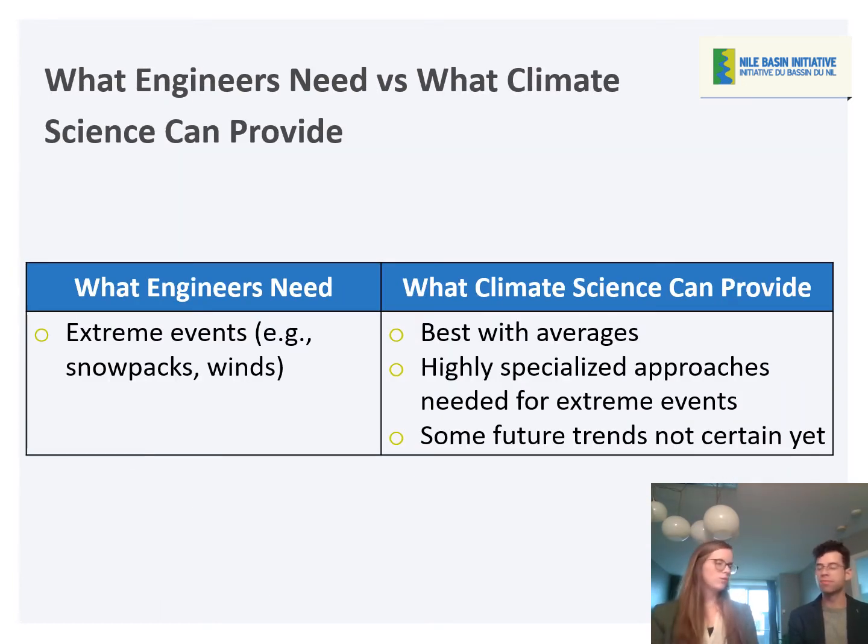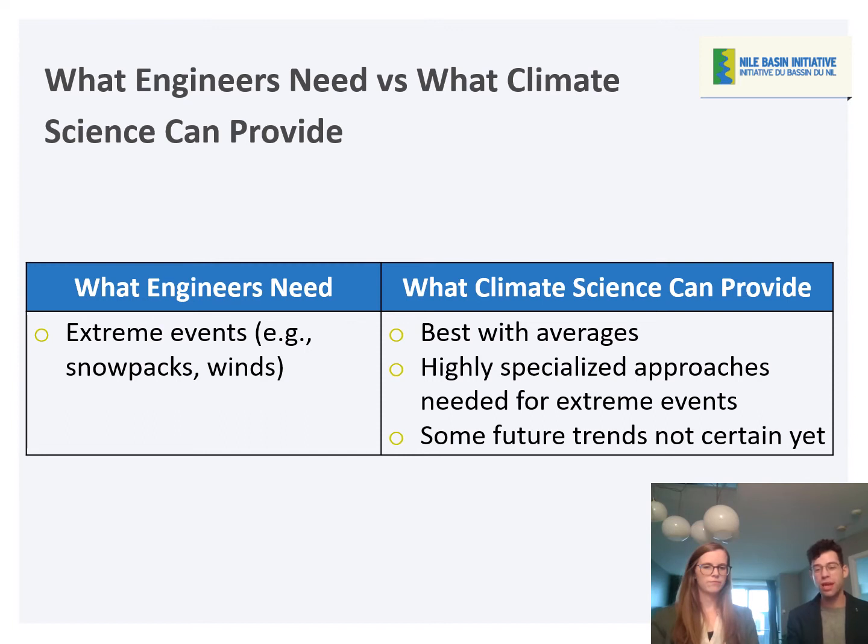So next we'll walk through some of the examples of what an engineer typically needs or may ask for on a project, and then Glenn will give an overview of what the climate science can provide or some of the limitations. So one thing that I would often be looking for is extreme events. So I want to know about extreme flooding or snowpacks or wind and how this would impact the infrastructure that we're assessing. And what climate science can actually provide us is best with averages.